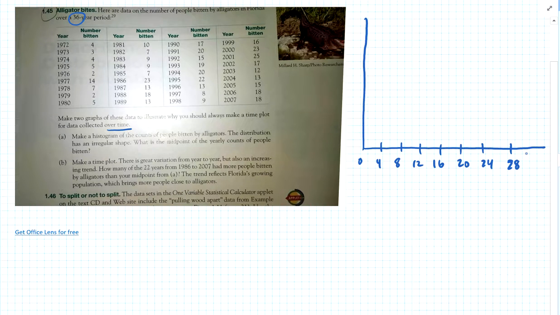And the reason I went by 4s is because I noticed the maximum was 25, and the minimum was way down here at 3 for one year. So I thought, if I started at 0 and went up to just over 25, up to 28, and divided by 4, I could have even numbers of classes, and that would give me 7 classes. There's different ways to do that.